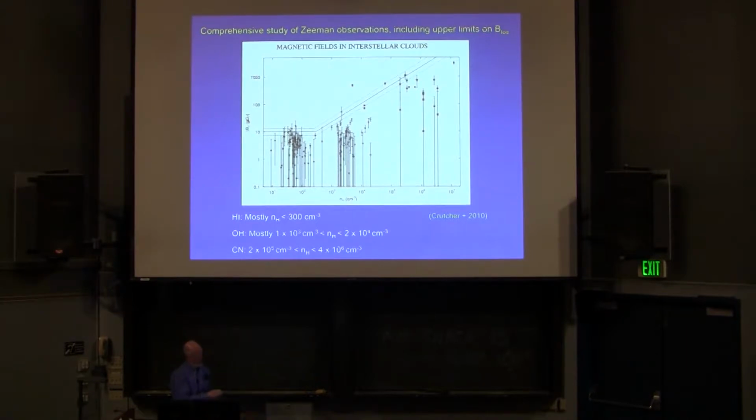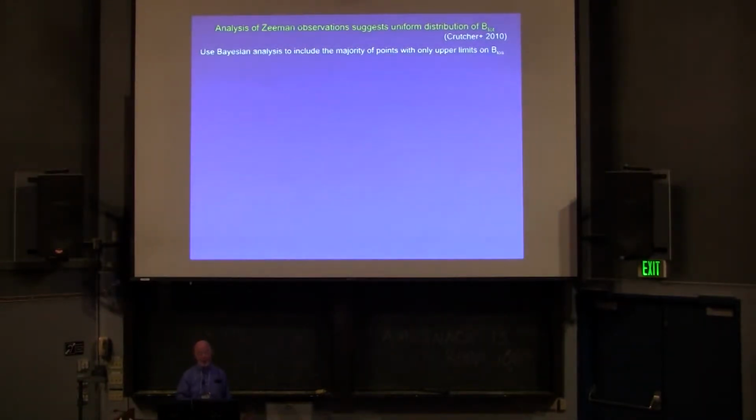I also want you to notice that you see these very long lines here. That's because they found that only 27 of the molecular cores were detected. The molecular cores are the OH ones and the CN ones. So a little bit less than half of them actually had a detected magnetic field. Over half just had upper limits. The more sophisticated thing that Crutcher and his collaborators did in this paper was, instead of throwing out the upper limits, they actually included them, using a Bayesian analysis.